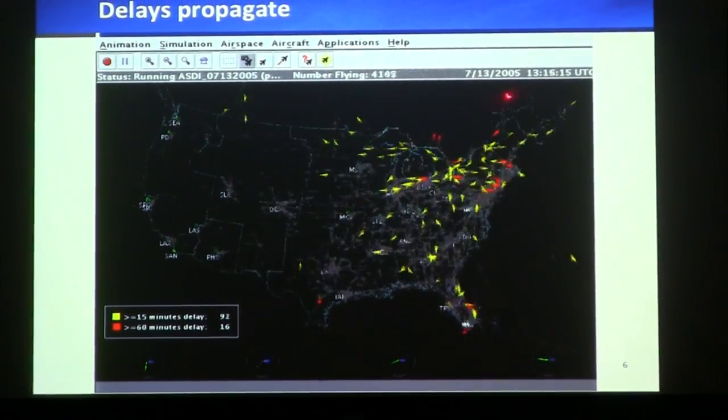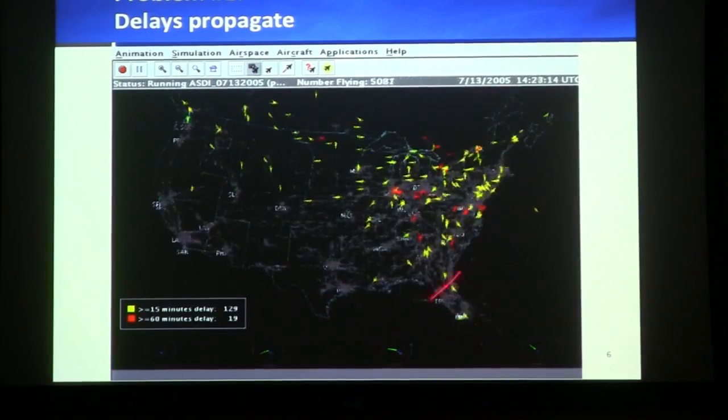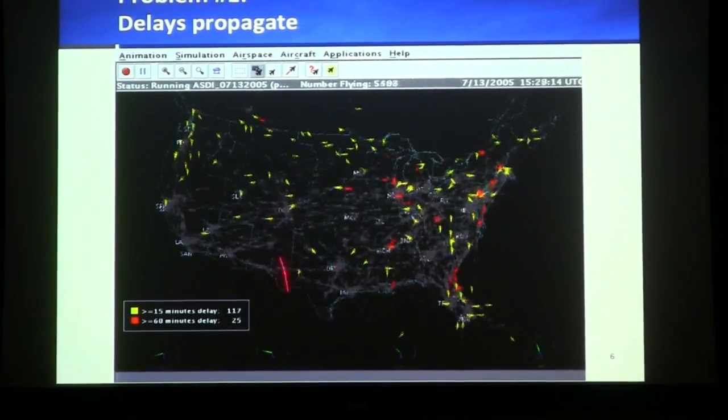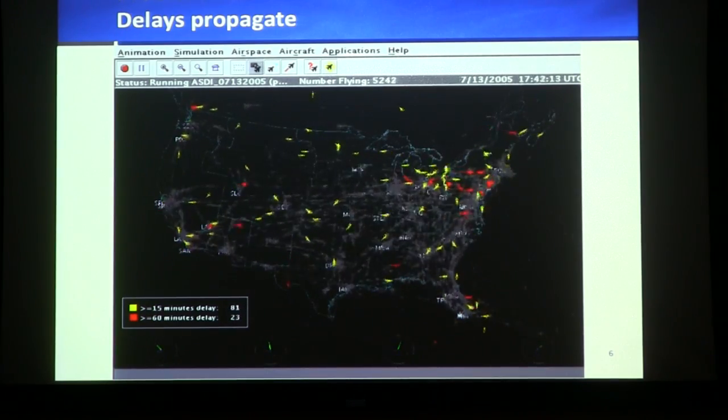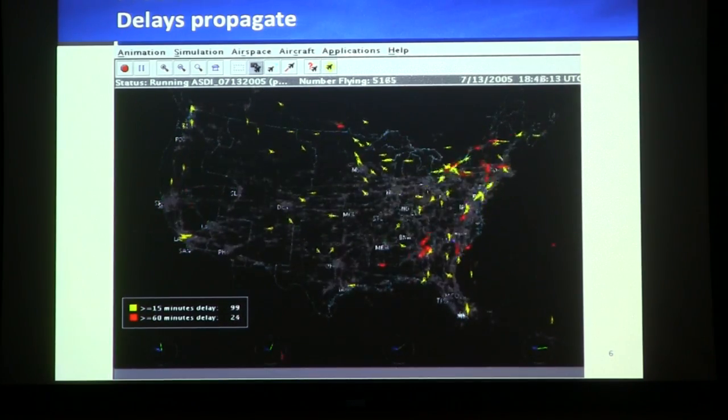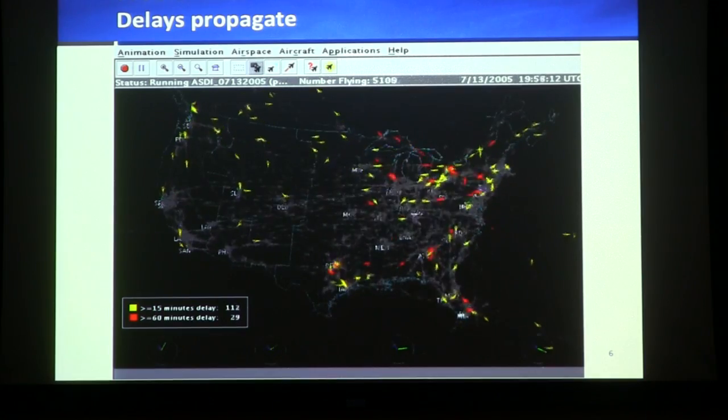But as it gets, this is around 10 a.m. on the East Coast. By around then, you start seeing that there are flights between Seattle and San Francisco, or Seattle and LA, which now have 15 minutes of delay or even an hour of delay.